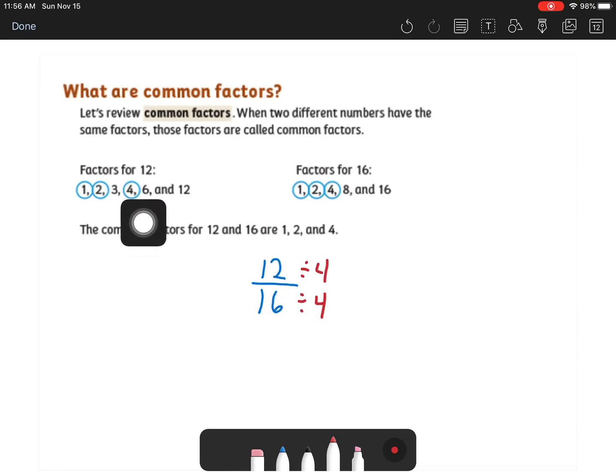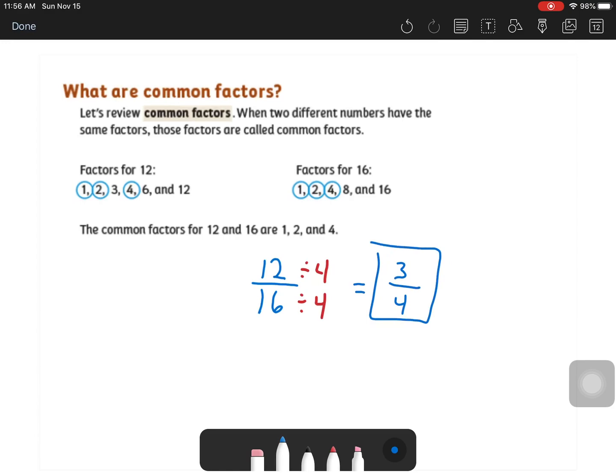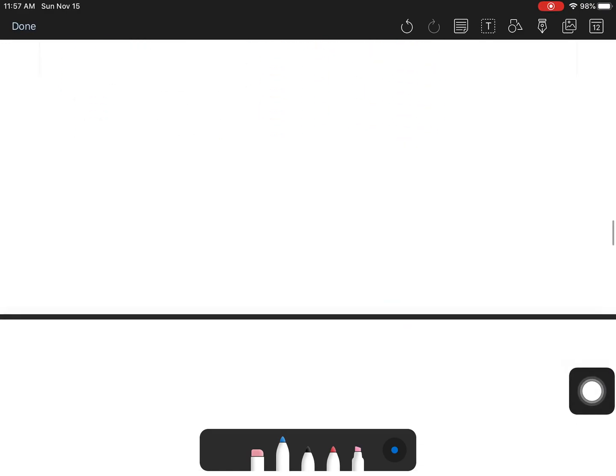So we see that 4 was the greatest common factor. So if I divide 12 by 4 and 16 by 4, that's going to make it a simpler fraction that's equivalent. So 12 divided by 4 is 3, and 16 divided by 4 is 4. So 3/4 would be the simplified version of 12/16. Okay.